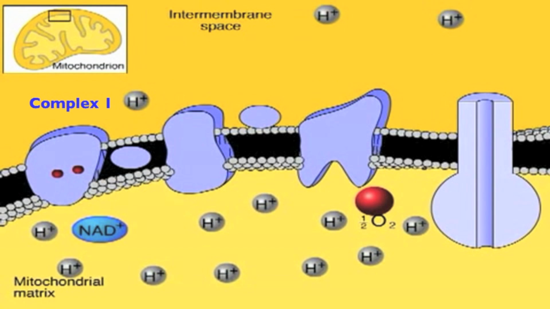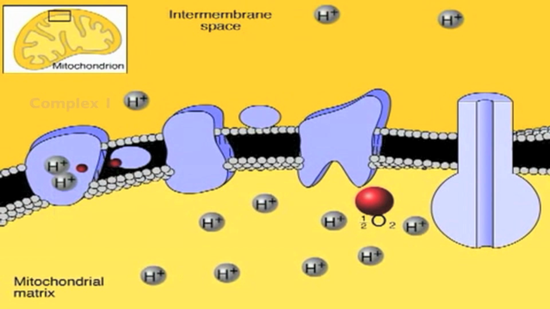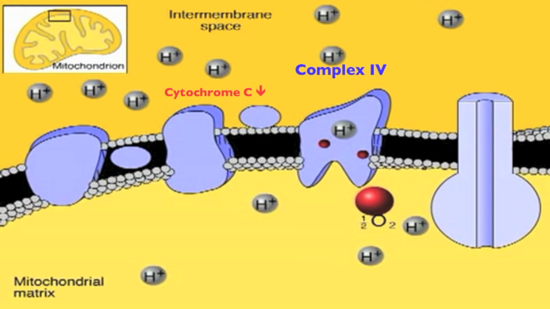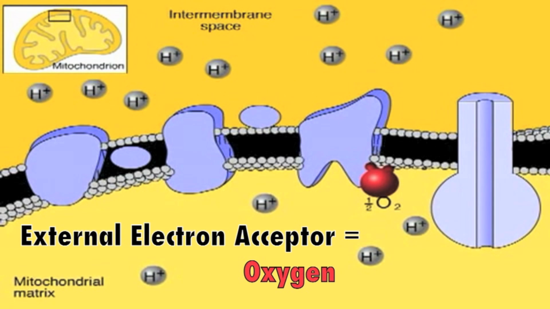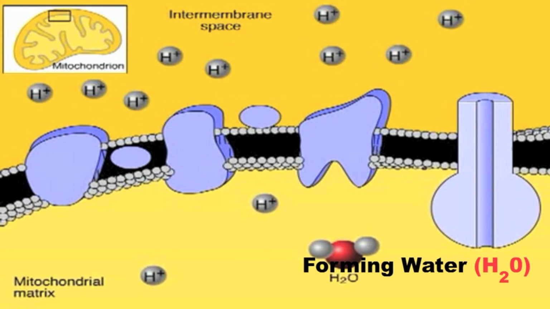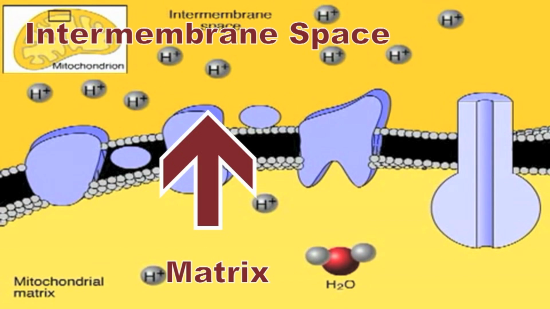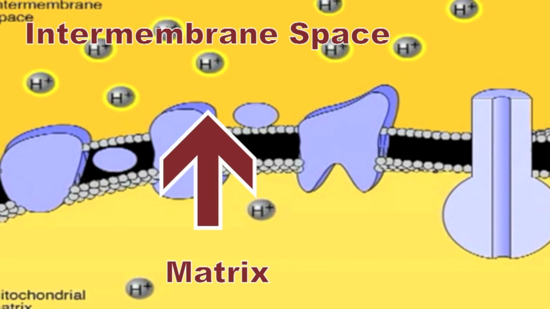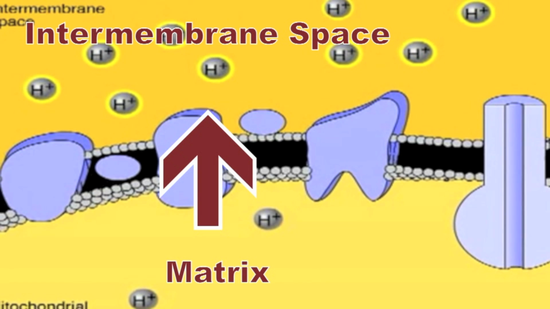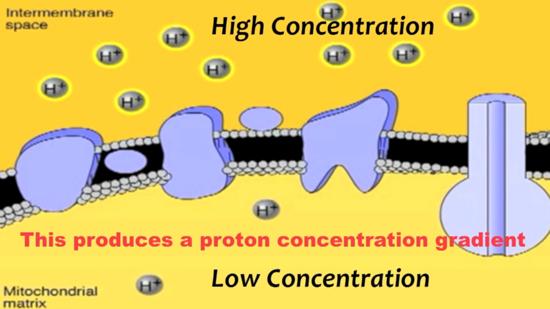To begin with, NADH gives up its 2 high-energy electrons to complex 1, and they get transferred to complex 3 via ubiquinone. Then cytochrome C carries the electrons from complex 3 to complex 4, where those electrons end up binding to the external electron acceptor oxygen, forming water. Through this process, the energy given up by the flow of electrons is used by the complexes to shuttle protons from the matrix into the intermembrane space. This produces a proton concentration gradient.